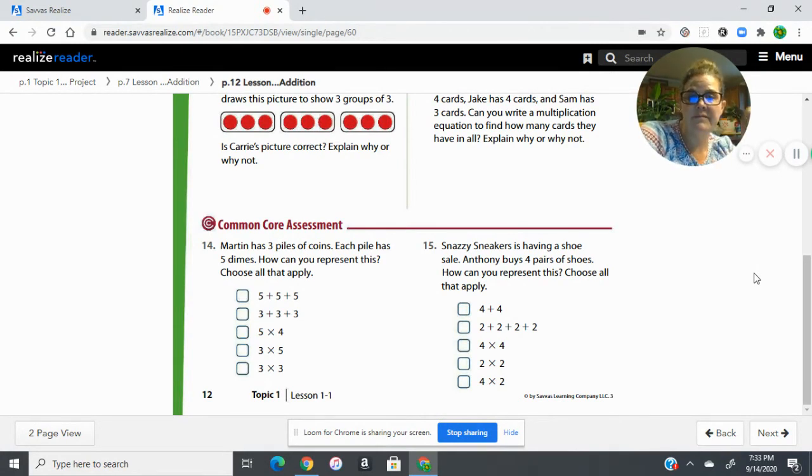Number 15, Snazzy Sneakers is having a shoe sale. Anthony buys 4 pairs of shoes. How can you represent this? Choose all that apply. Okay, they're having a shoe sale. He buys 4 pairs of shoes. How many shoes is that? 4 pairs of shoes. Okay, think of a pair. How many's in a pair? And then go through and see which ones apply.